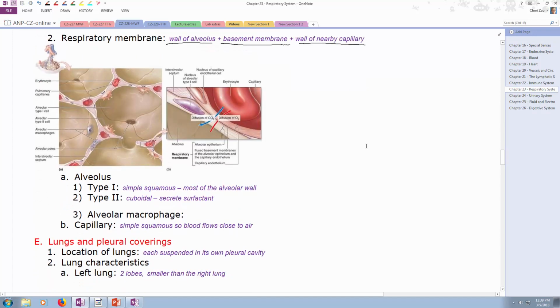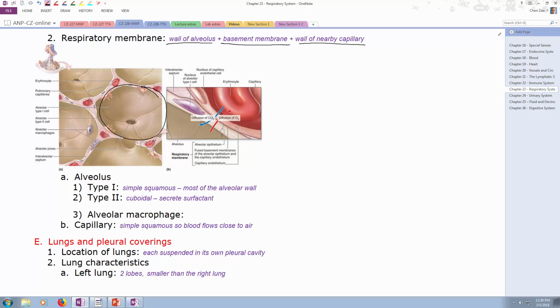Let's take a look at some further cartoon demonstrations of the respiratory membrane. Nice big sac here, alveolus. There are little connections between one alveolus and another. They're typically not all walled off all by themselves.